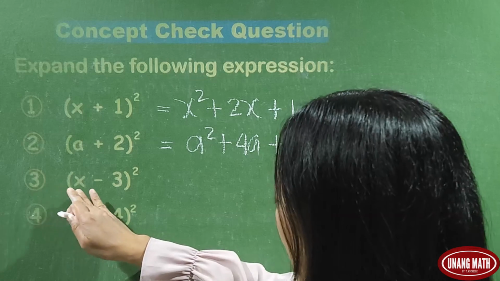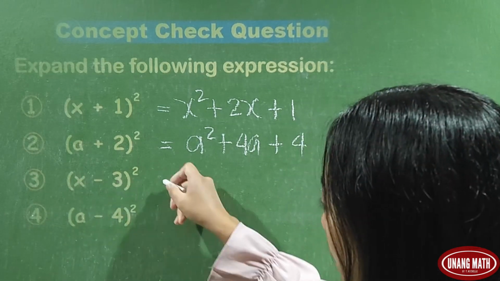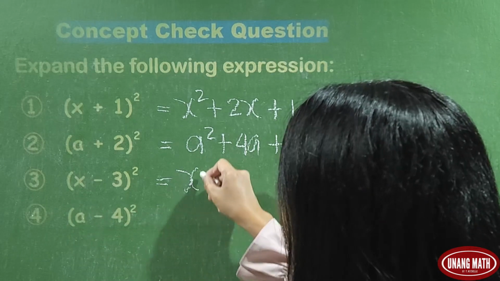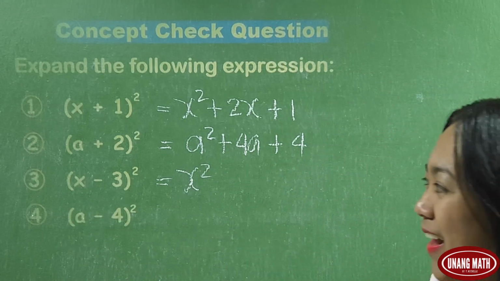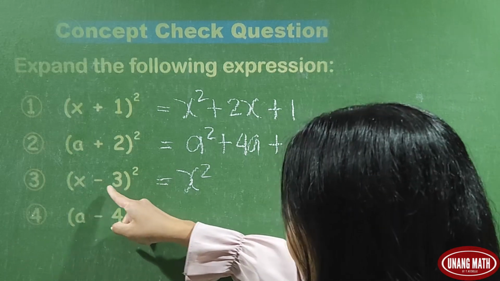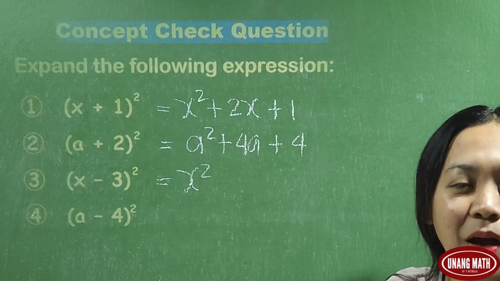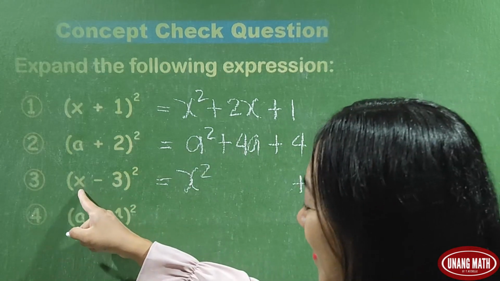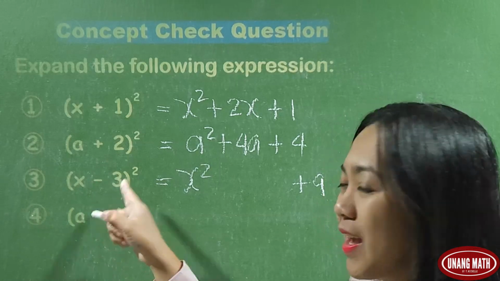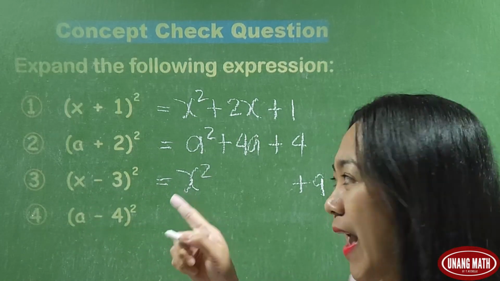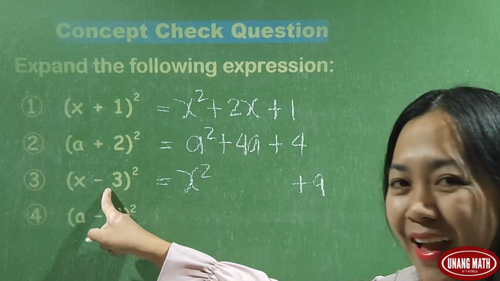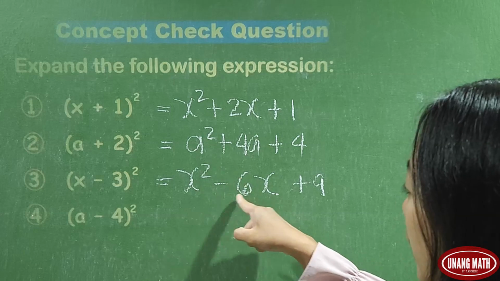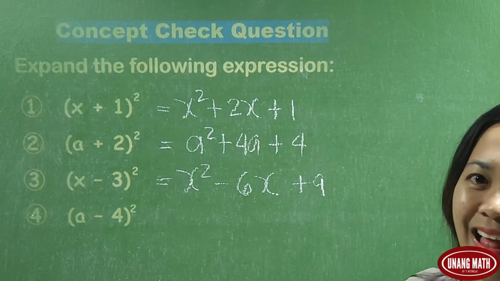For number 3, (x minus 3) raised to the power of 2. So x times x would be x squared. Next one would be negative 3 times negative 3. Then that would be positive 9. So that's plus 9. X times negative 3, then that's negative 3x. Times 2, then we have negative 6x. So here is minus 6x. So x squared minus 6x plus 9.